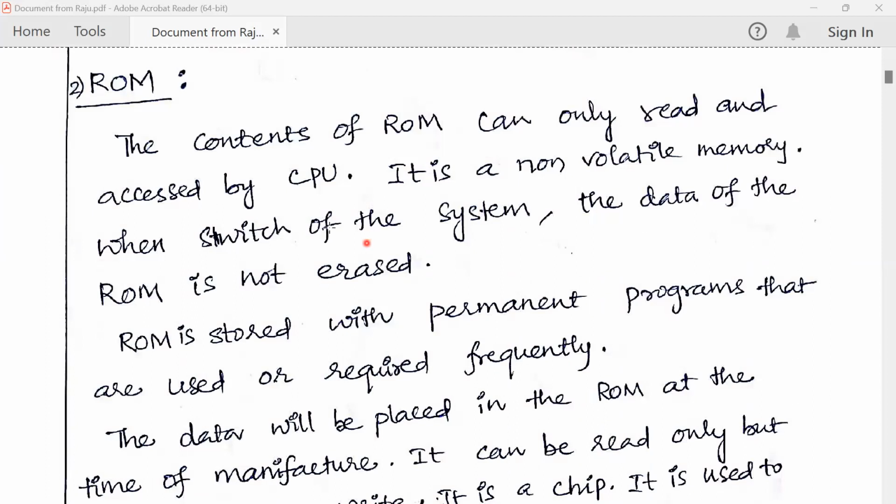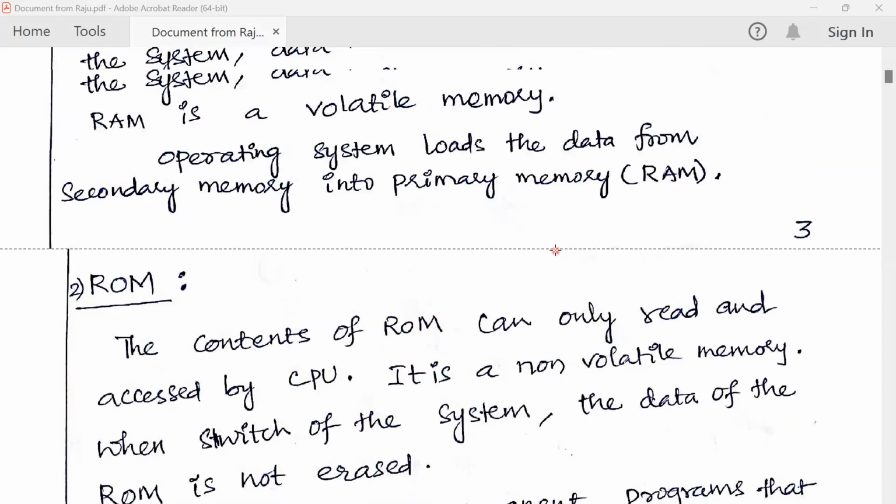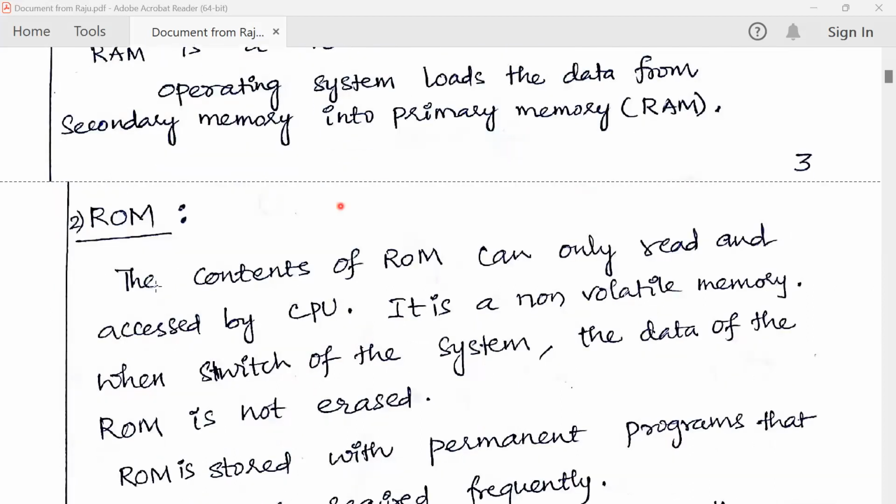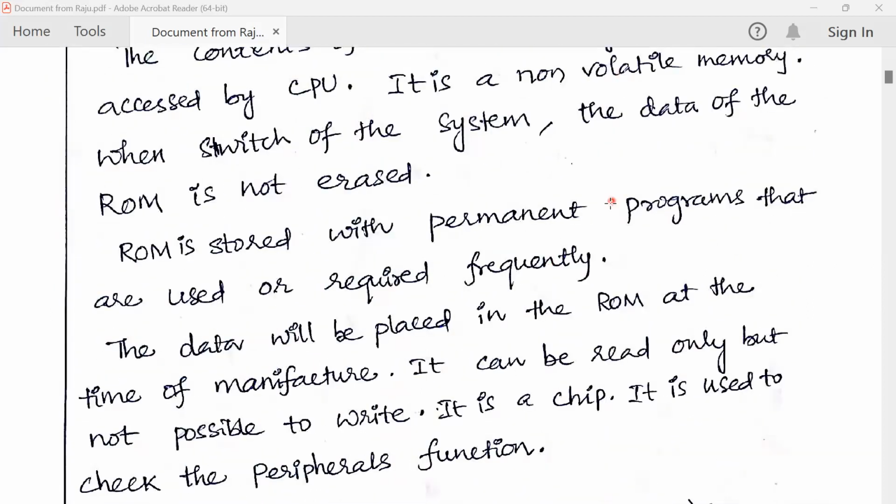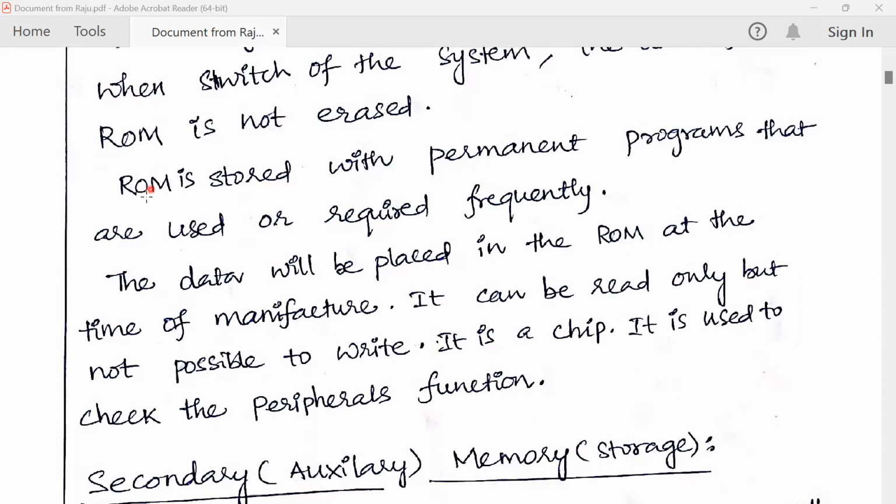What is meant by ROM? The contents of ROM can only be read and accessed by the CPU. It is a non-volatile memory. Remember, RAM is a volatile memory, ROM is a non-volatile memory. ROM is stored with the permanent programs.